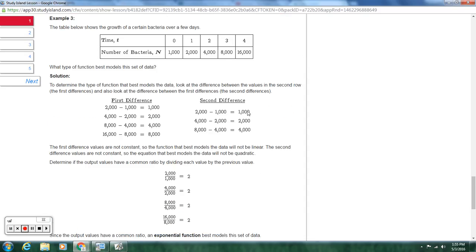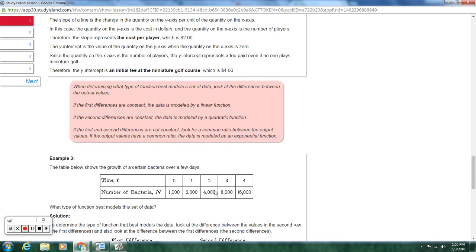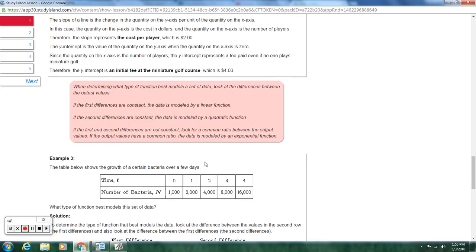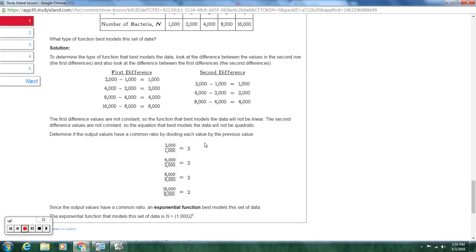So remember, if we say 2,000 divided by 1,000, it gives us 2. 4,000 divided by 2,000, 2. 8,000 divided by 4,000, 2. 16,000 divided by 8,000, 2. So when you have the same rate, where did that 2 show up before? It showed up as a slope. You know, slope is a rate. So right here's where they're telling you this is an exponential function.